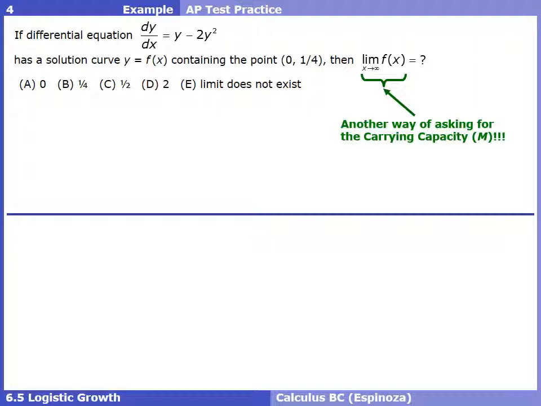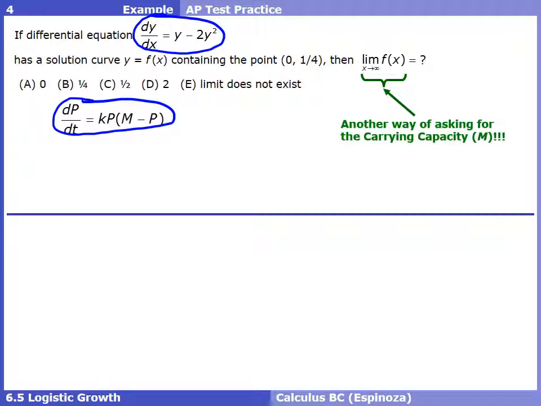Remember, if we were to actually solve this differential equation, that would give us the original function, which is f of x. And if we're asking to find the limit as x goes to infinity of that function, that's again just another way of asking us to find the carrying capacity. So the key for making this problem work is to get our differential equation, which we have here, to be in the form of the logistic growth model differential equation, which we have here.